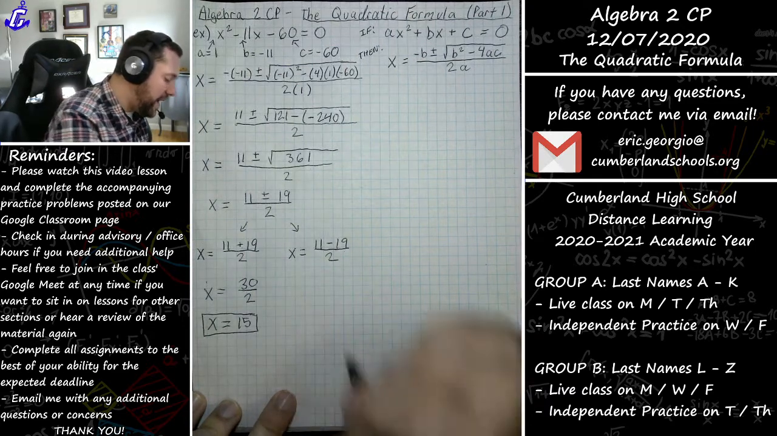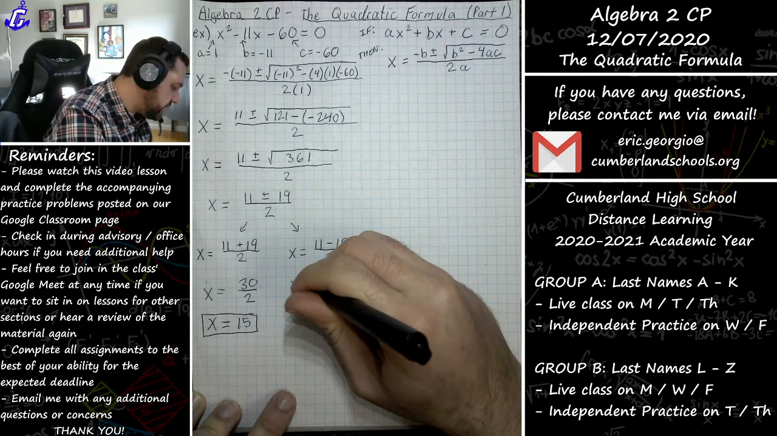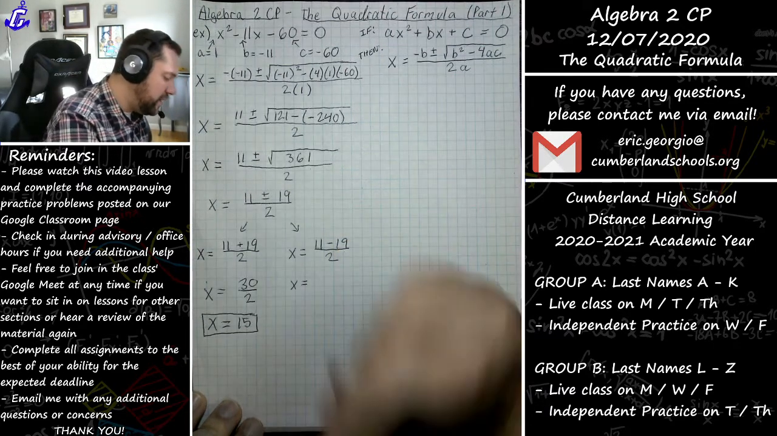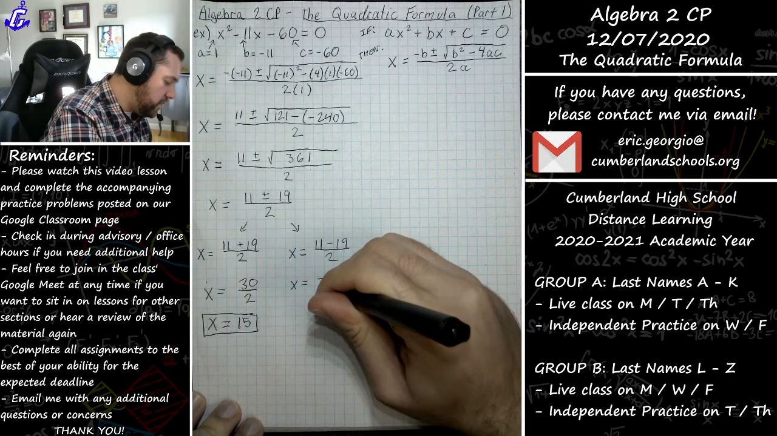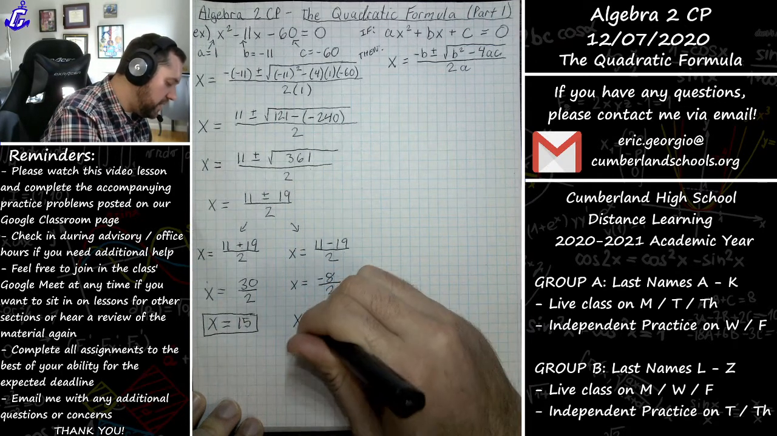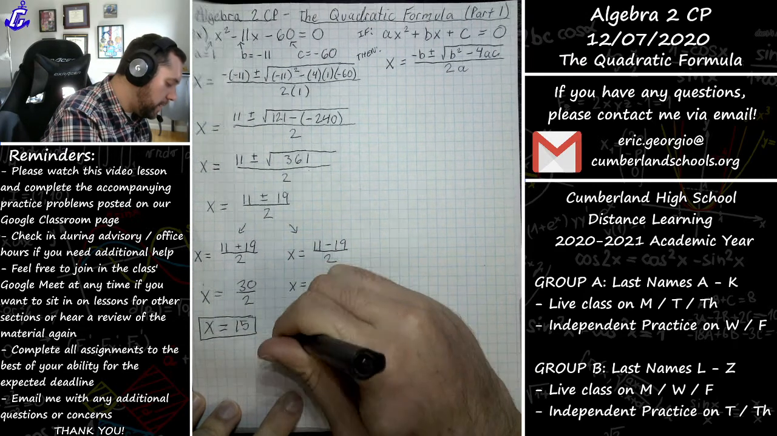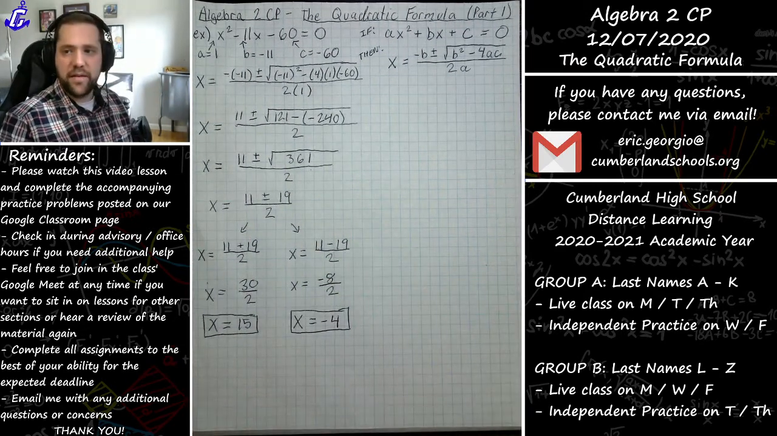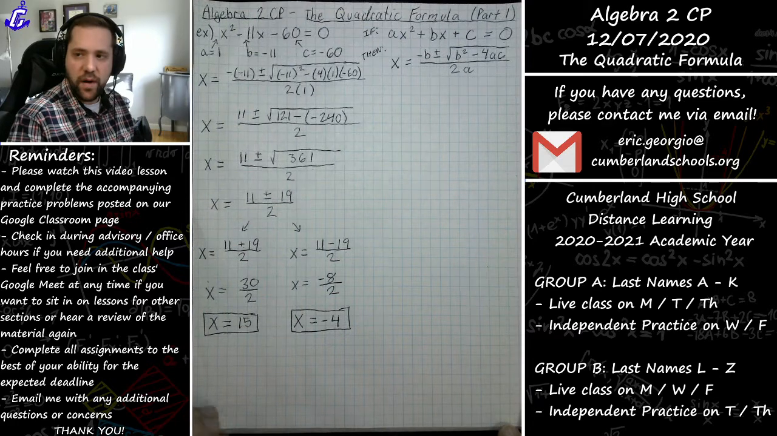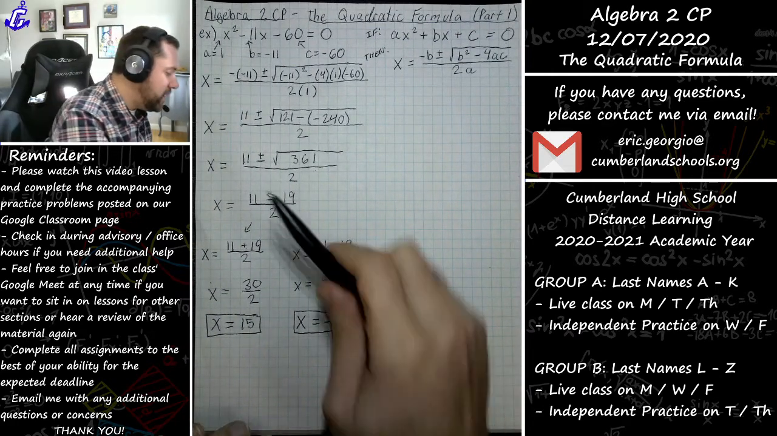And over here, I'd say x equals negative 11 minus 19. That's going to be negative 8 over 2, which comes out to be negative 4. And those are our two solutions for that problem. All right, so just a quick little recap.